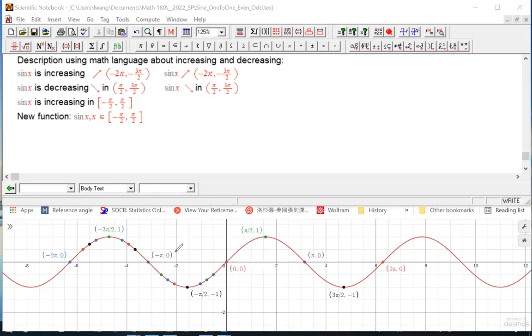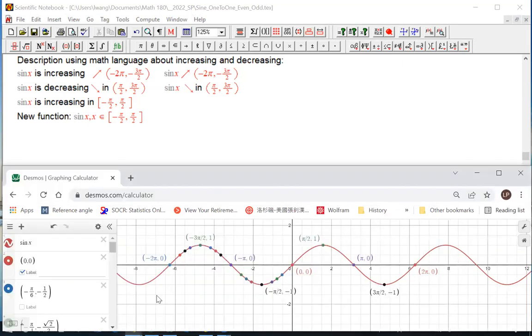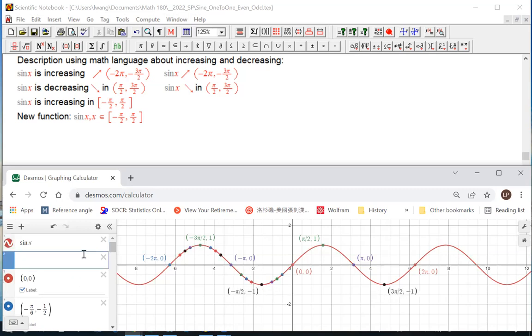Clear drawing. I hope you haven't forgotten. So I'm going to put a few more points here. Remember those other points we did? Pi over 6, half. Does that point show up? Yes, the blue point right here.